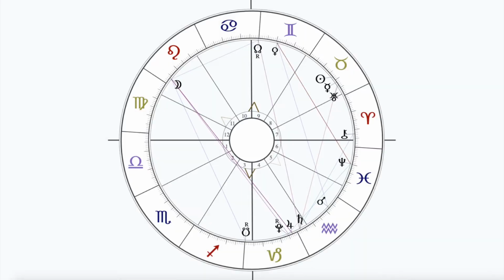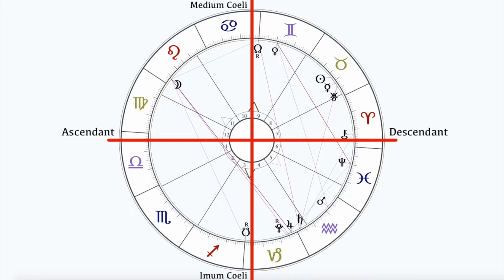The astrological chart is a snapshot in time. It is from our perspective on Earth. We are at the center of the wheel. Standing on Earth, if you look east and west, that is the horizontal line. These are called the ascendant and descendant.